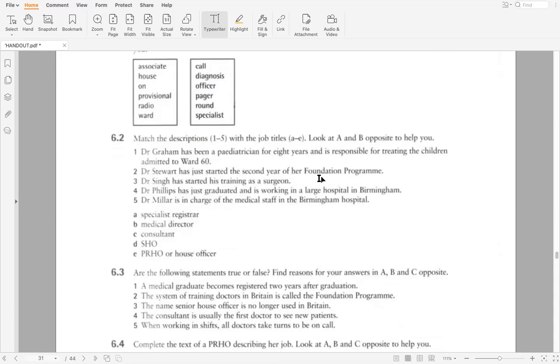Dr. Phillips has just graduated and is working in a large hospital in Birmingham. This is a PRHO or house officer. Dr. Miller is in charge of the medical staff in Birmingham Hospital. This is in charge of the medical staff, so this is the medical director.